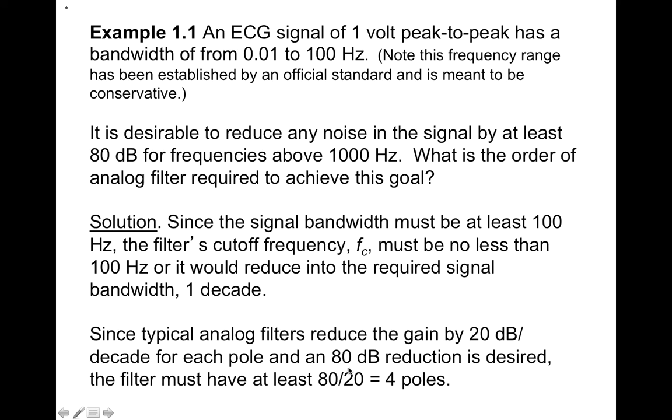So basically for an 80 dB reduction, you would take 80 dB and divide that by 20 dB per decade, and that would mean that you would need a 4th order filter in order to achieve that kind of reduction over that order of magnitude.